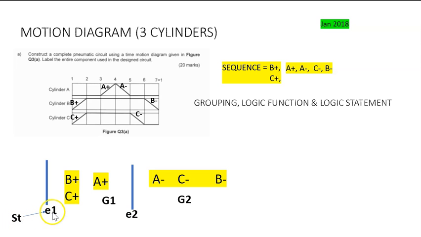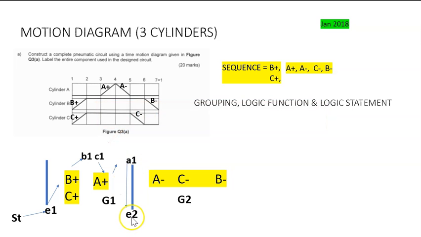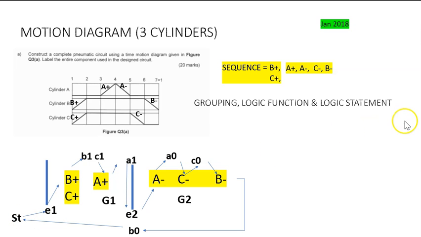So ST going to E1, E1 going to B plus C plus, and the location is going to be B0 C1, and then going to A plus, the location going to be A1, A1 going down to E2, E2 going to A minus, so the location going to be A0, and then going to C minus, the location going to be C0, and then we're going to B minus, and the location going to be B0. Then going back to ST. Now we're going to do the logic function.